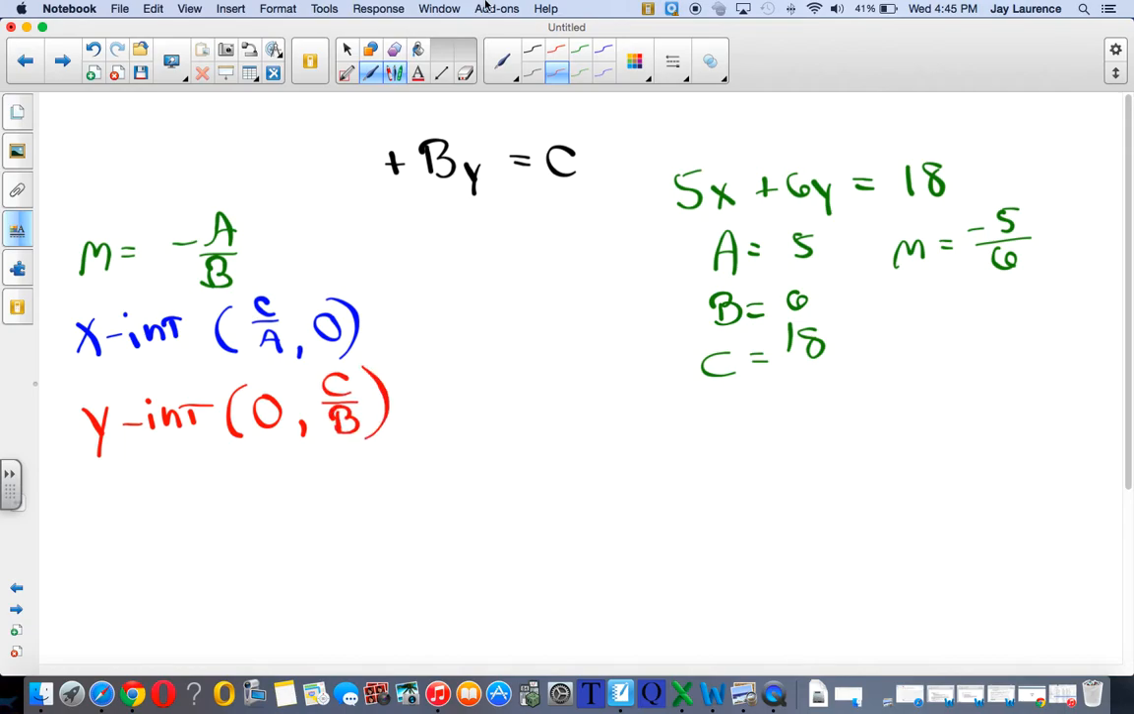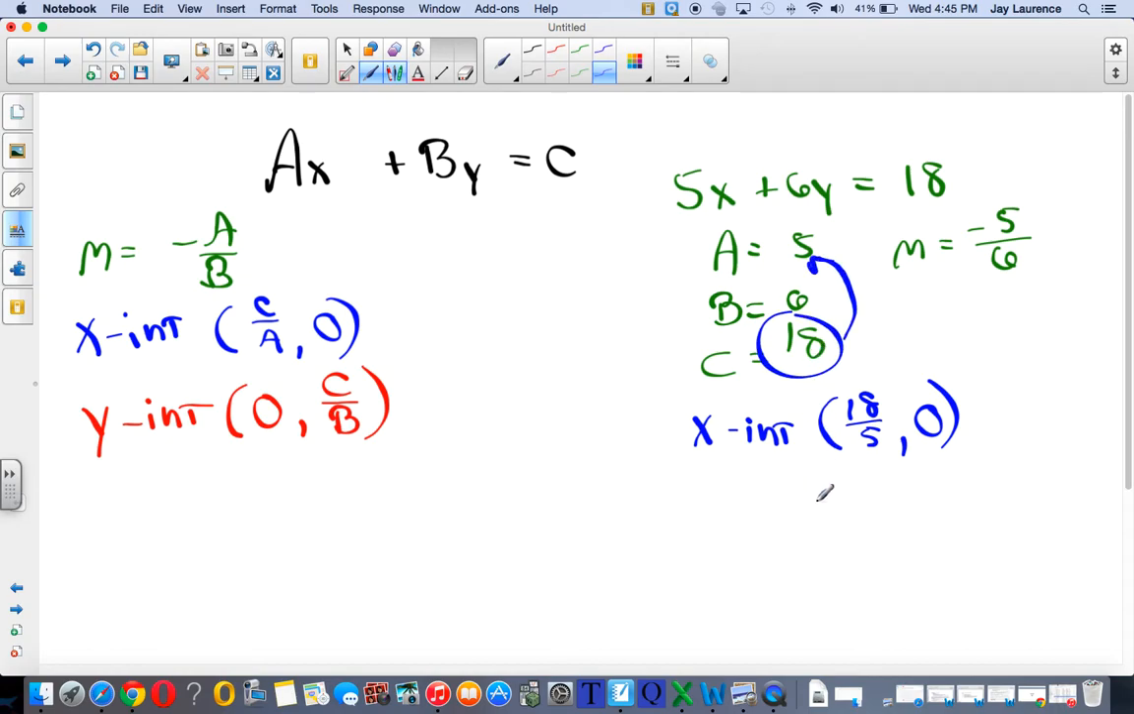So if I'm in standard form, I can tell the x-intercept and the y-intercept just by using these little shortcut formulas. So let's take it over here and see. What is the x-intercept? Well, the x-intercept is going to be 18/5, 0. I took C and I divided it by A. Now, if you want, it might make more sense to graph to go 3 3/5, right? I just converted it to a mixed number.